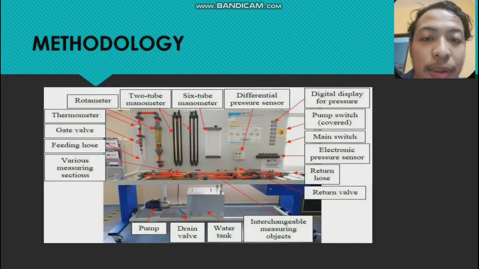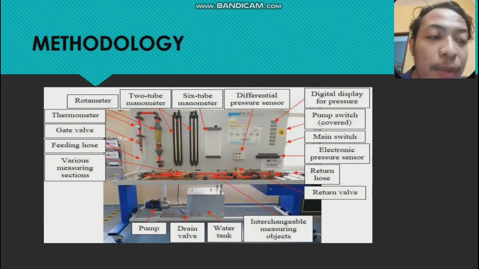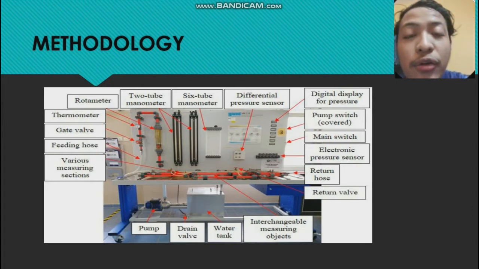So the apparatus and materials are a rotameter, two-tube manometer, six-tube manometer, differential pressure sensor, digital display for pressure, pump switch, main switch, electronic pressure sensor, return hose, return valve, interchangeable measuring object, water tank, drain valve, pump, various measuring sections, feeding hose, gate valve, and thermometer. We'll go to the procedure.